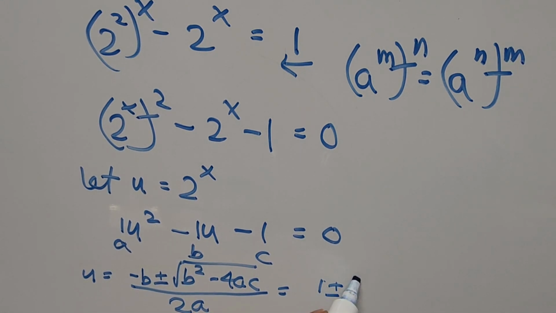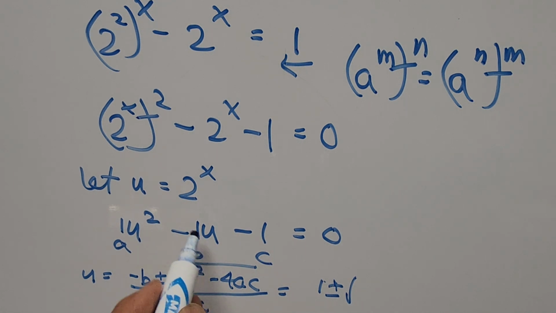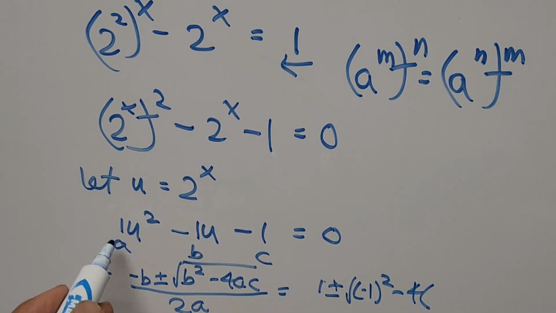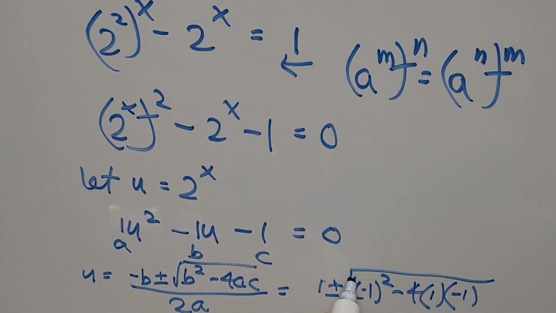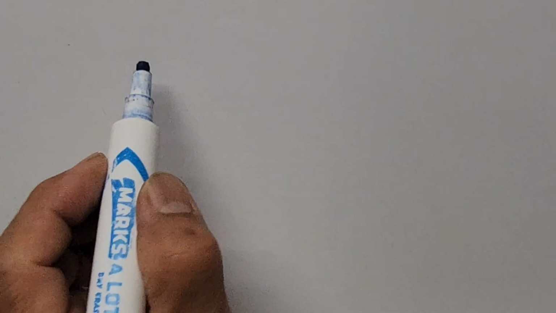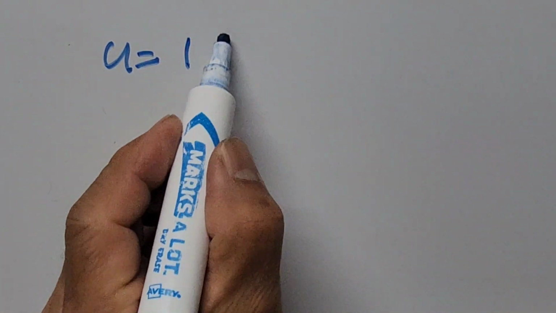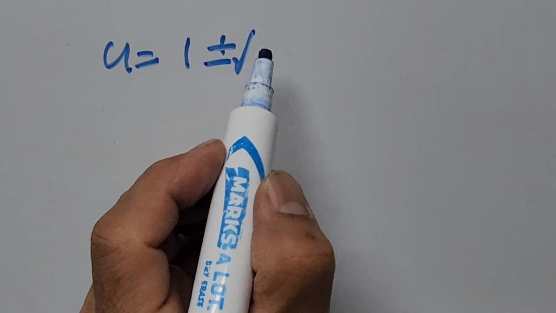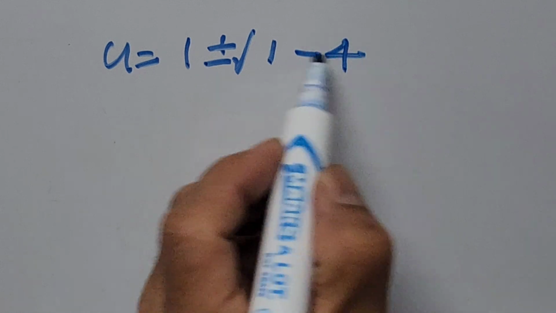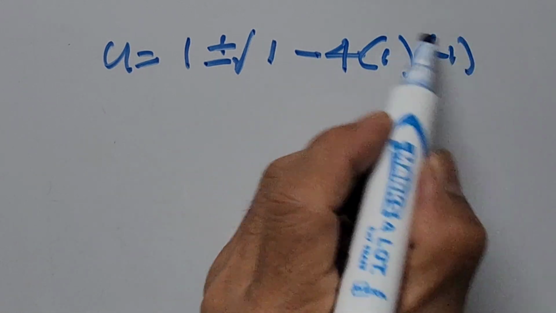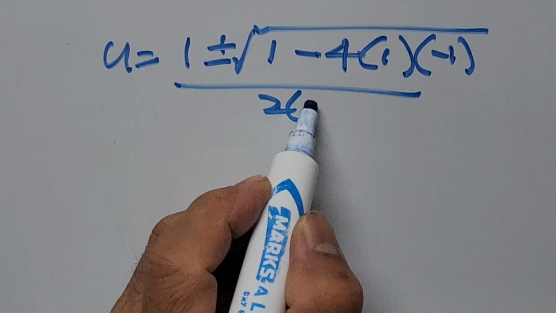Then plus or minus the square root of b squared, 1 squared, so that's 1, minus 4a, a is 1, and c is -1, divided by 2a, where a is 1, so 2 times 1 is 2. You have here the value of u is equal to 1 plus or minus square root of 1 minus 4 times a is 1 and c is -1, divided by 2 times 1, right?